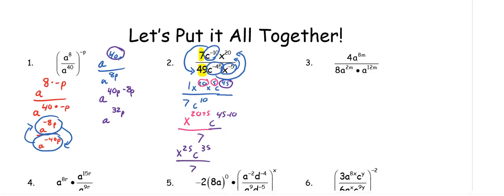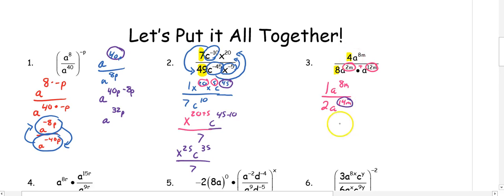Number 4, before I can subtract my exponents, I notice that I have bases in the denominator that can be added together first. We also have the numbers 4 and 8, which can be reduced. So when we reduce those, we have 1a to the 8m over 2a to the 14m, because I'm going to add those exponents together of 2 and 12. Now the larger exponent is in the denominator with the 14m, so I can go ahead and subtract my exponents. So in the numerator, I'm left with 1, and in the denominator, I have 2a to the 6m, because 14 minus 8 is 6m.